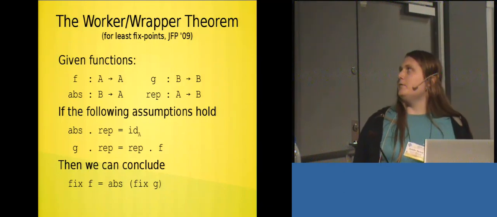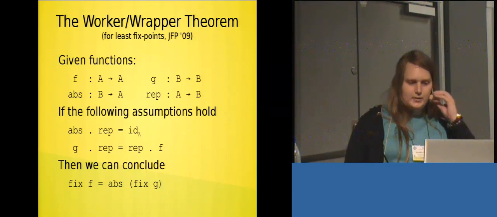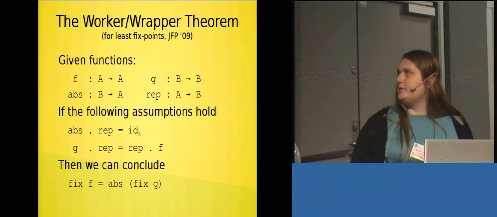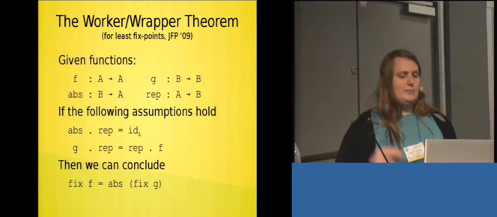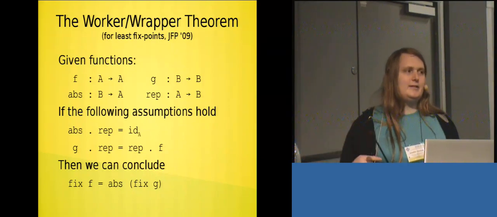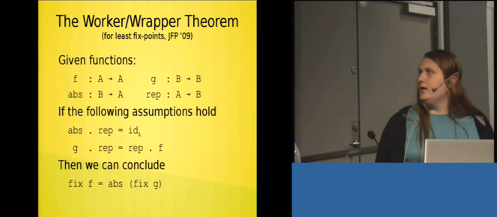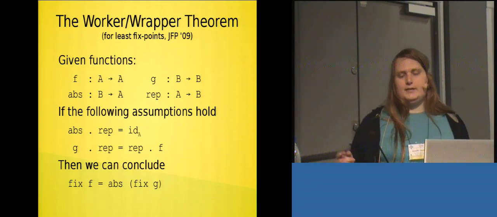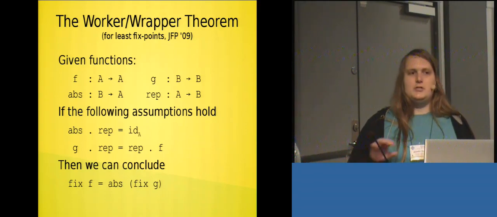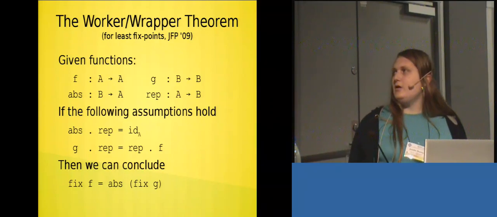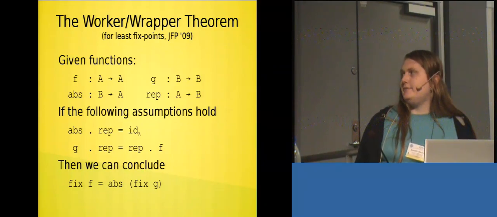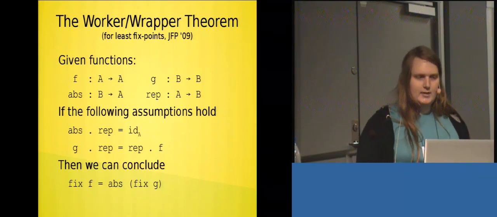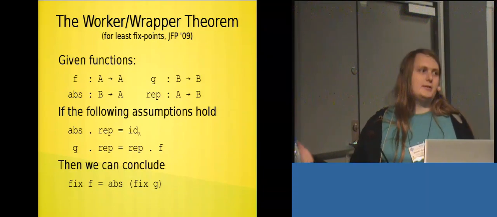So this is the worker wrapper theorem for correctness. If you have these functions f, g, abs, and rep, and if abs after rep is the identity, meaning if I first represent something in the type B and then abstract it back into type A, I should get back what I started with. And we also want g after rep is rep after f, meaning it's kind of like a fusion condition. If you push a g through a rep, it should turn into an f. If you have both of those things, you can conclude fix f, the original program, is abs, the wrapper, applied to fix g, the worker. And we hope that fix g is better in some sense than fix f.